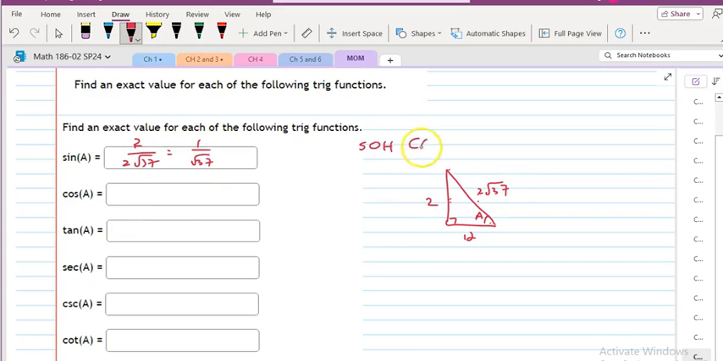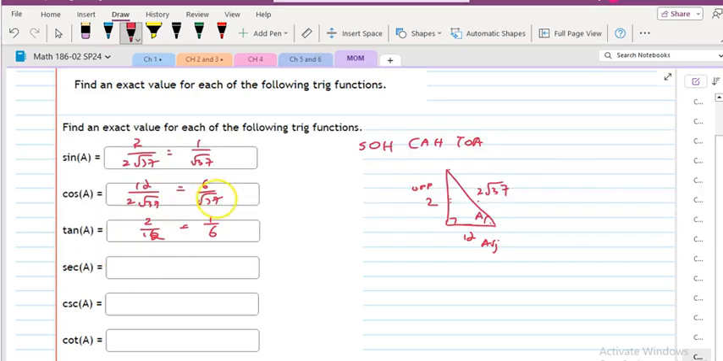Cosine A is CAH, adjacent over the hypotenuse. Adjacent is 12 over 2 root 37. Again, simplify: it's 6 over root 37, because I divide by 2 on top and bottom. Tangent is TOA. This is the opposite side, and this is the adjacent side. So it's 2 over 12, so it's 1 over 6.